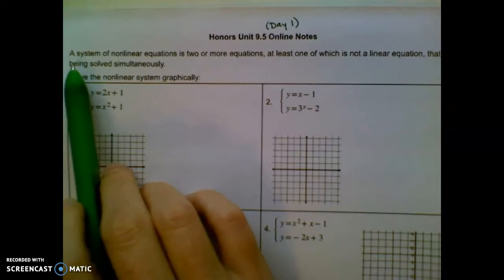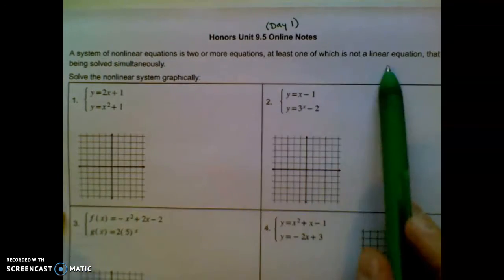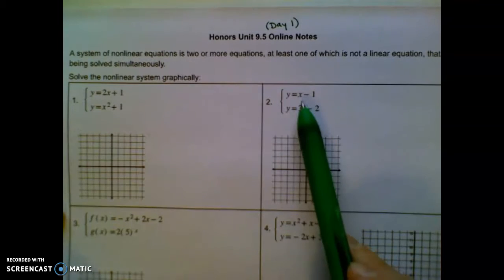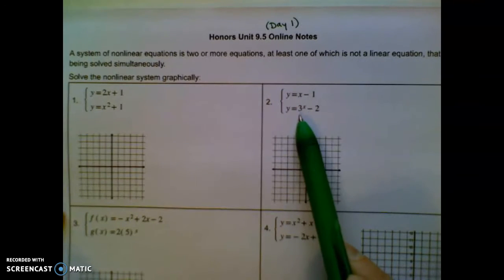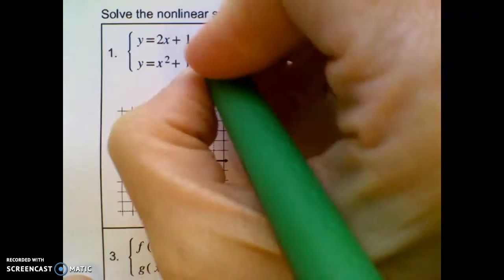All right, so a nonlinear system is just literally, it has to have two or more equations, and it has to have one of those be not a linear equation. So it can have one linear equation, but it has to have at least one nonlinear equation to be a nonlinear system. All right, so to solve these, you're just going to graph both of them separately. I'm just going to color code.